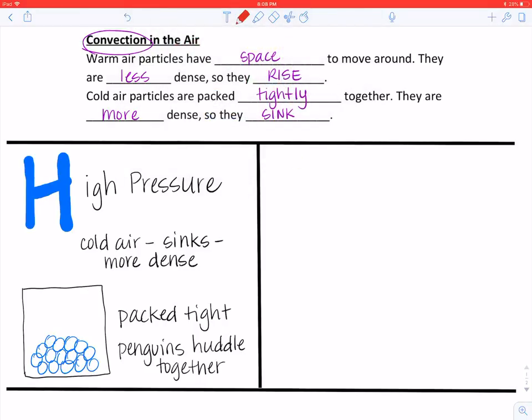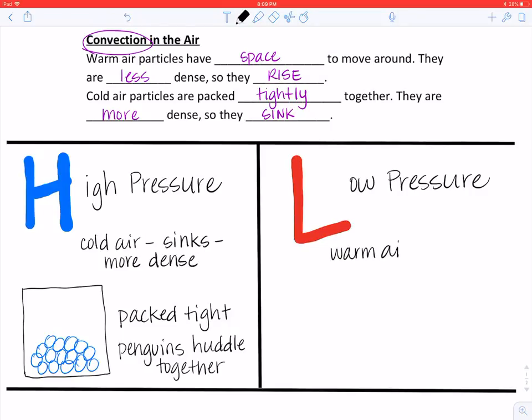I'm going to switch to my red color, and I'm going to draw a big red L. What do you think L stands for? Awesome, low pressure. Why do you think we colored the L red? Great, yeah, it represents warm air. What does warm air do? Yeah, it rises. And why does warm air rise? Awesome, because it's less dense.